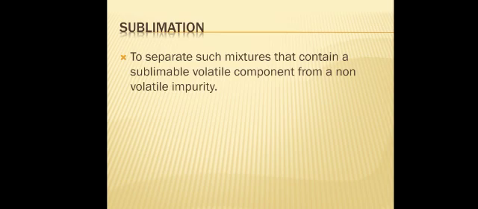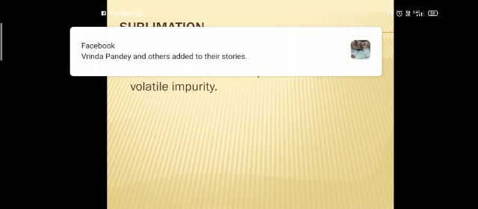That is a mixture of camphor and sodium chloride, where camphor is the volatile component which upon heating converts into vapor, but sodium chloride is a non-volatile impurity in the mixture. It will remain in the container when the mixture is heated. So by this process of sublimation, we can easily separate a volatile component from a non-volatile impurity.